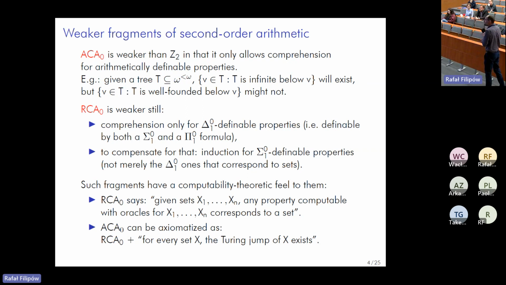So, as mentioned, these sorts of fragments have a more computability theoretic feel to them, although I won't really dwell much on the computability theory. If you're not really comfortable with that background, that's fine. We won't use it much. So you can basically axiomatize RCA0 by saying if you're given some sets and there is a property that's computable, when you're also allowed to ask questions, does that number belong to one of those predefined sets? Then that computable property is a set as well.